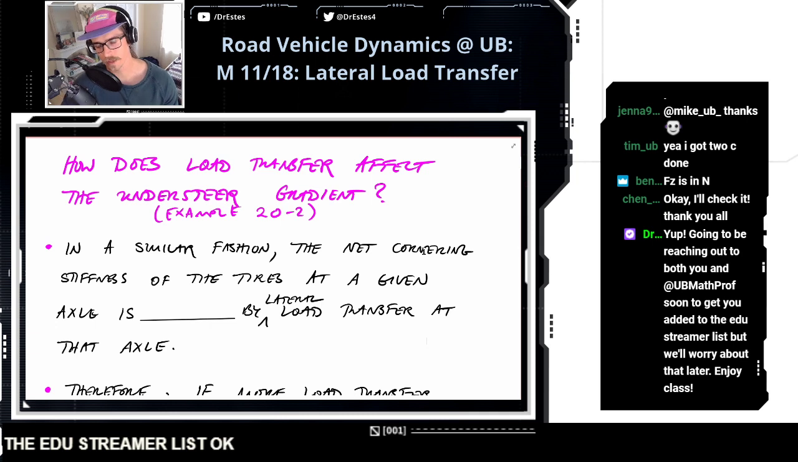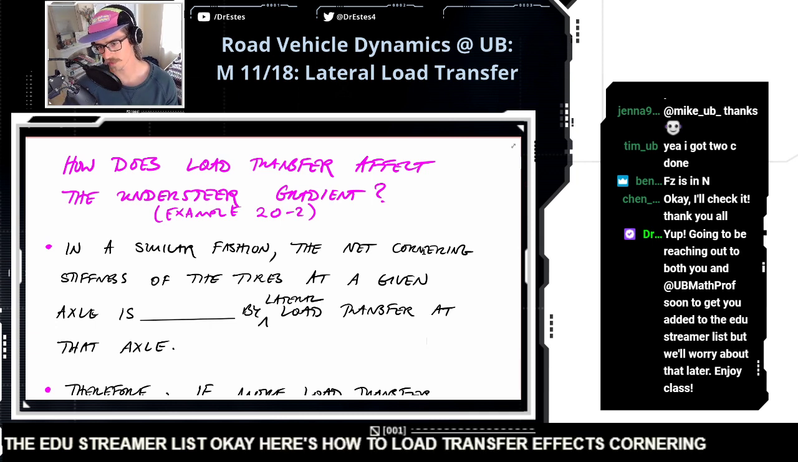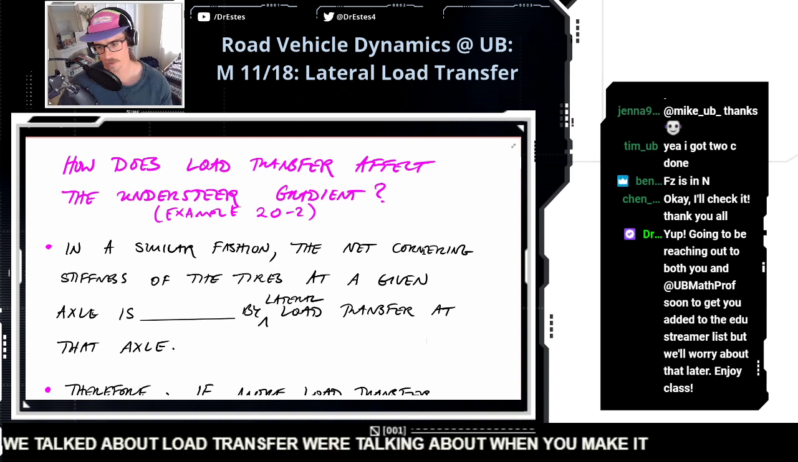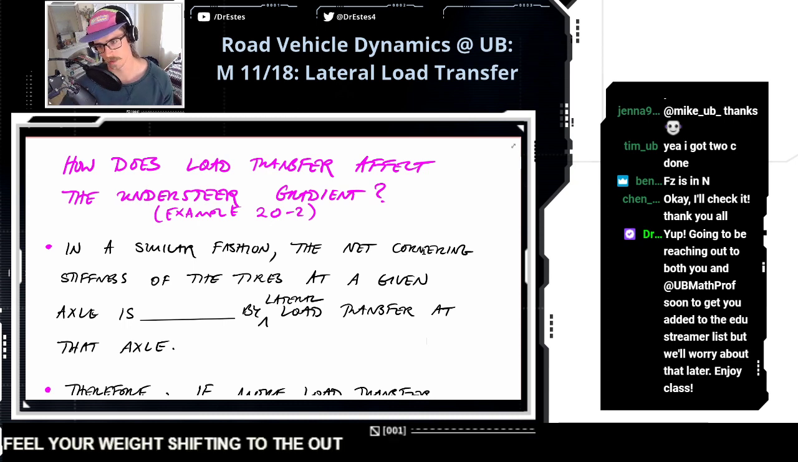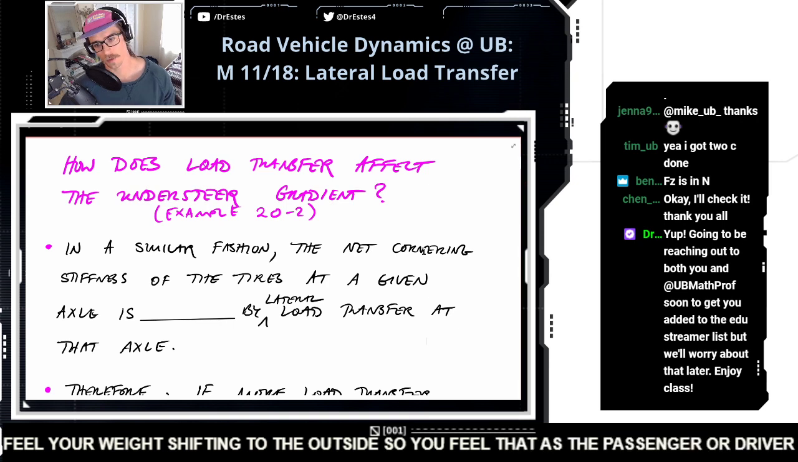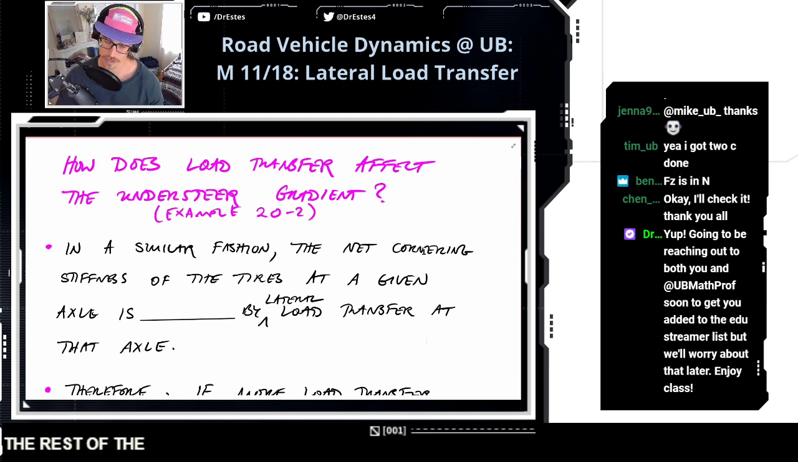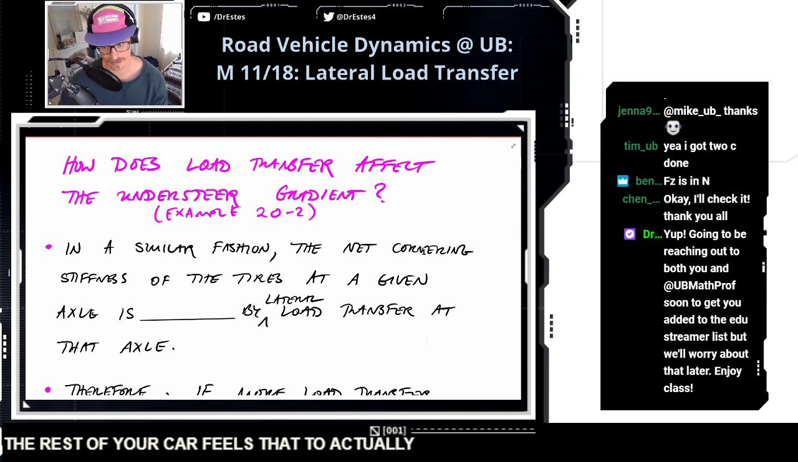Okay, here's how load transfer affects cornering. So when we talk about load transfer, we're talking about when you make a turn, you're gonna feel your weight shifting to the outside. So you feel that as the passenger or driver. The rest of your car feels that too, actually. And the tires are the ones that get squished.